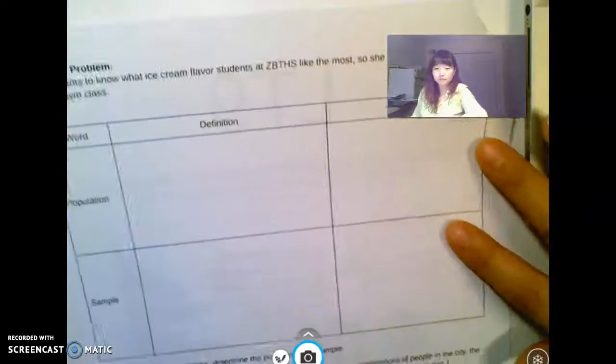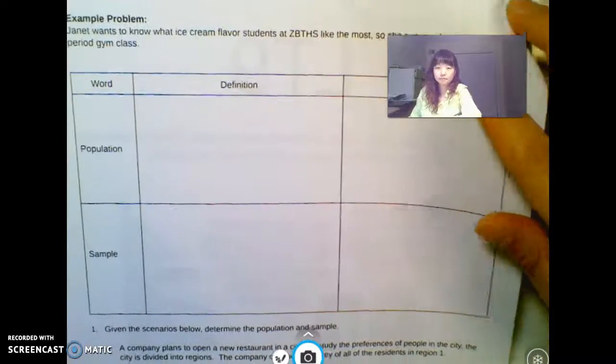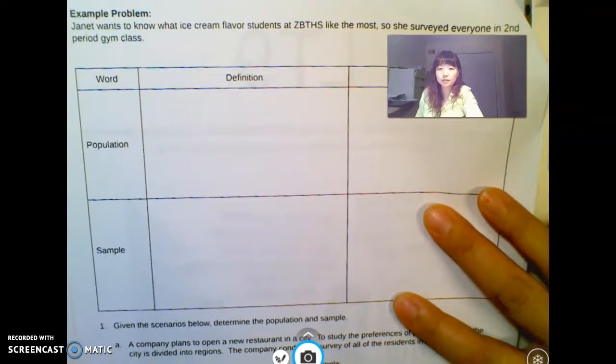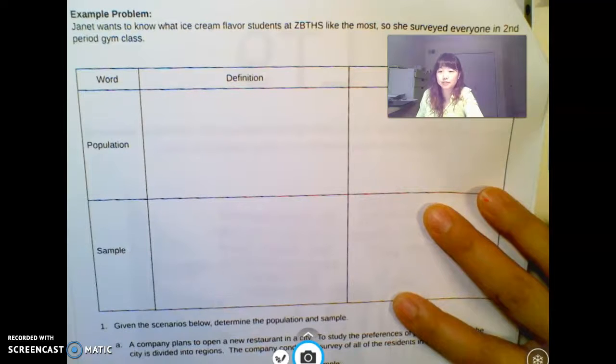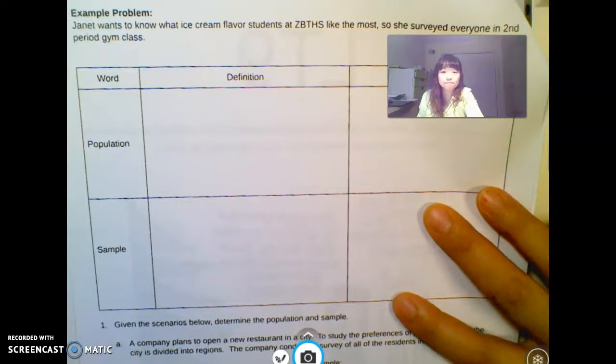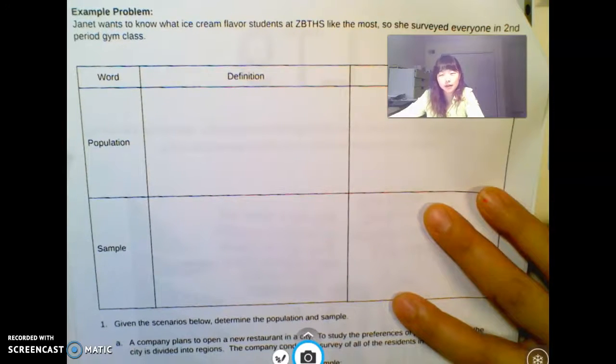So part 1, a very short lesson today. Here is the sample problem, as you can see. Janet wants to know what ice cream flavor students at ZBTHS like the most. So she surveyed everyone in her second period gym class. Okay, so whenever there is this data, we're going to have a population and a sample. And yes, there is a difference between population and sample.